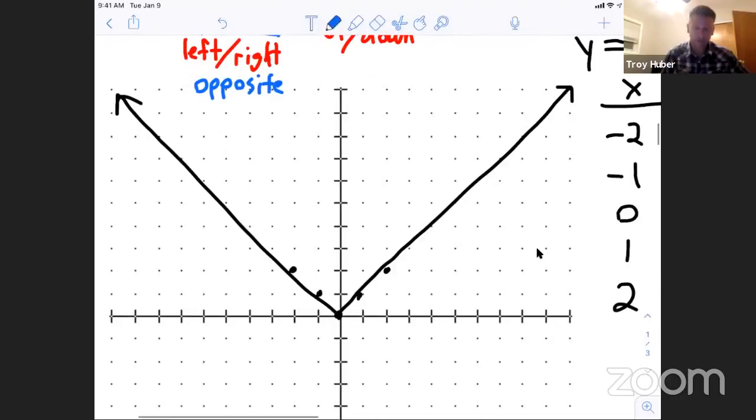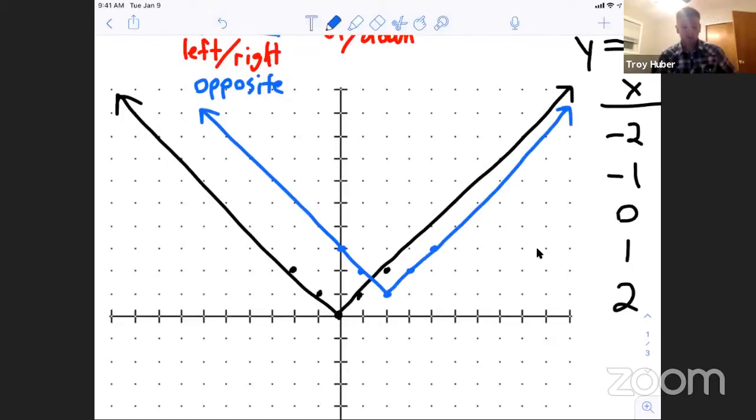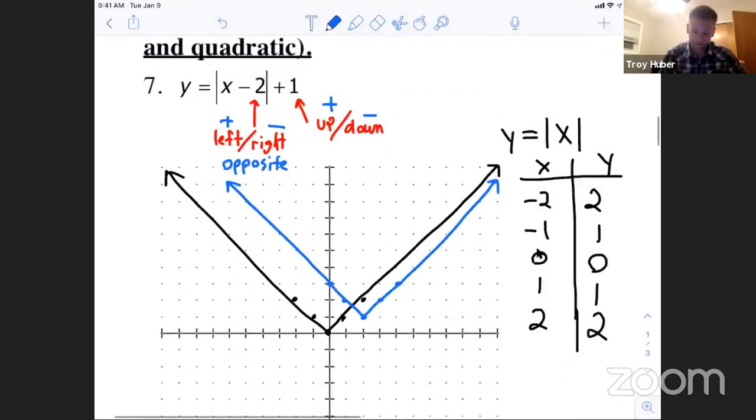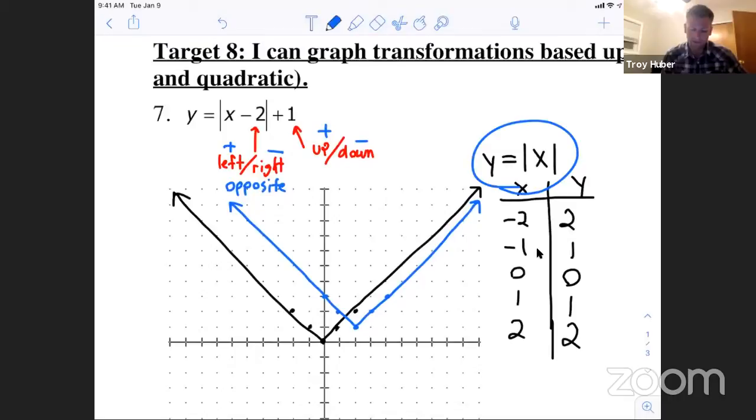So now I'll just go to each of these points. I'll shift it right 2, up 1, right 2, up 1, and so on for each point. And you can see our new transformation. So the black graph would be our parent function, y is equal to the square root of x. And then our blue graph is this transformation with that absolute value of x minus 2 plus 1.